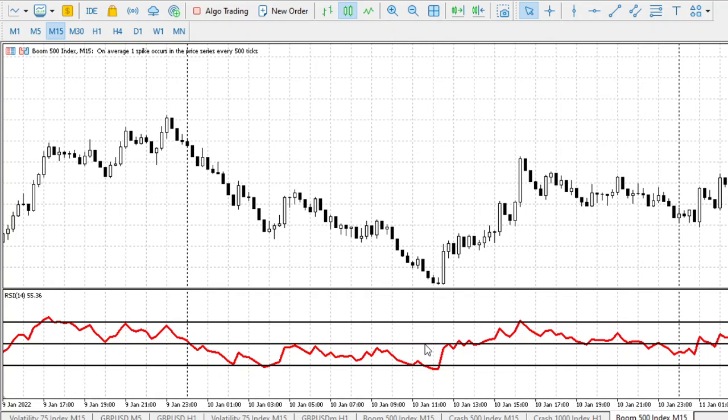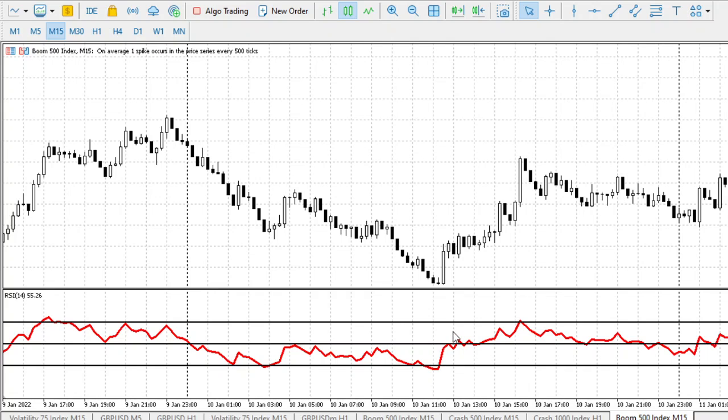First of all, the first condition will be the RSI. We need the market to be below the 50 line, which is the middle line. This one is the 50. So when it is below the 50 line, we know that we are looking for buying opportunities.